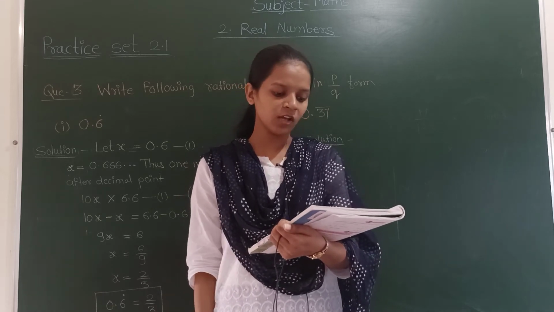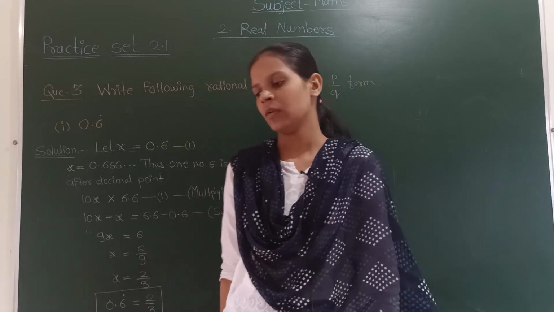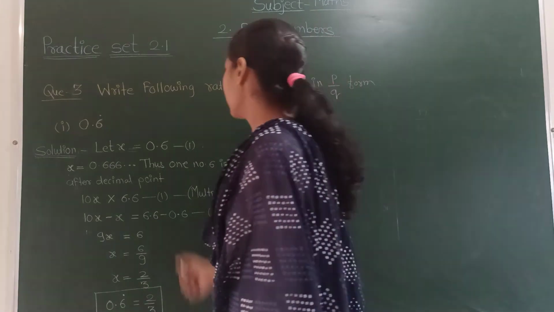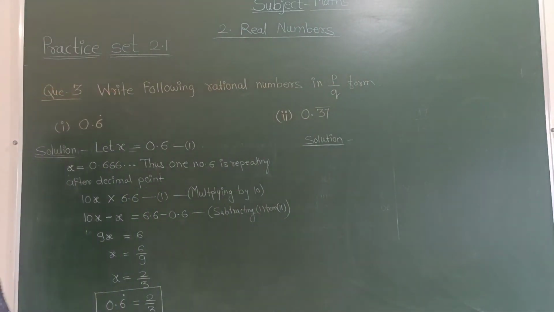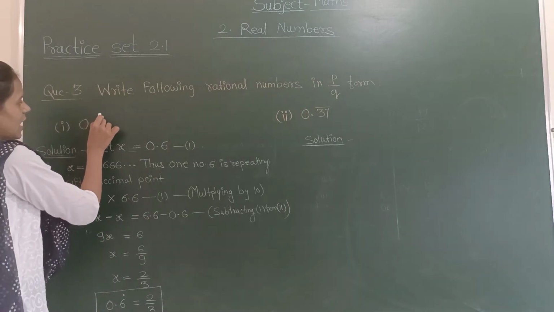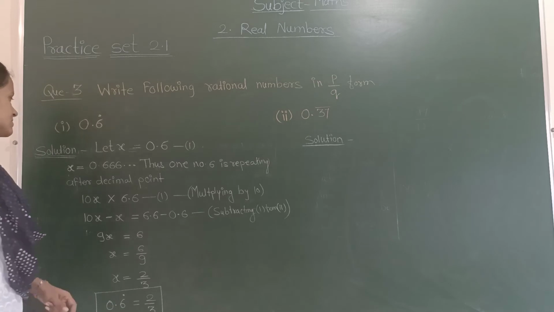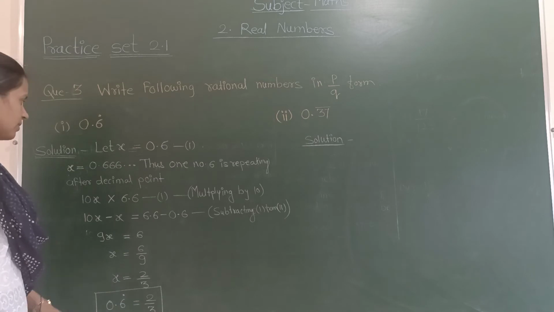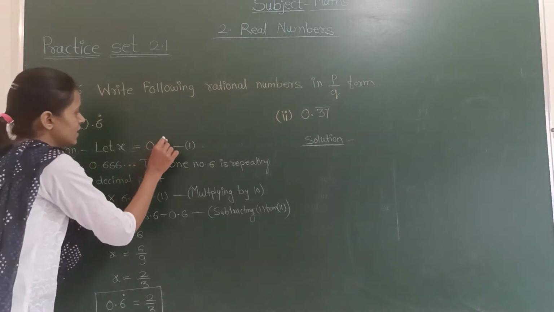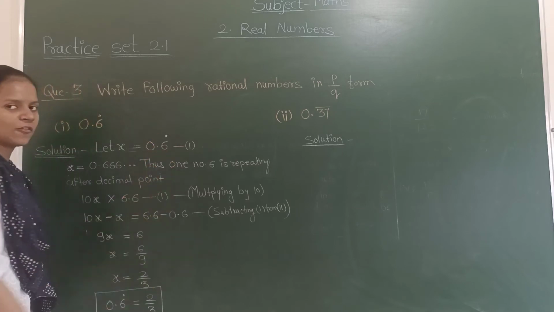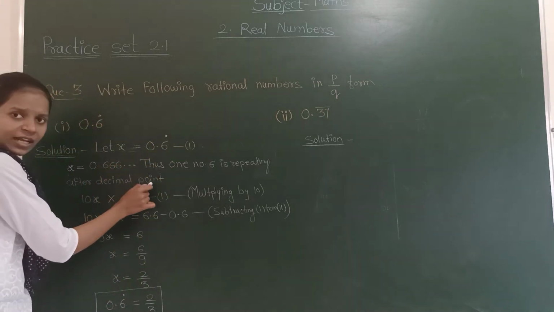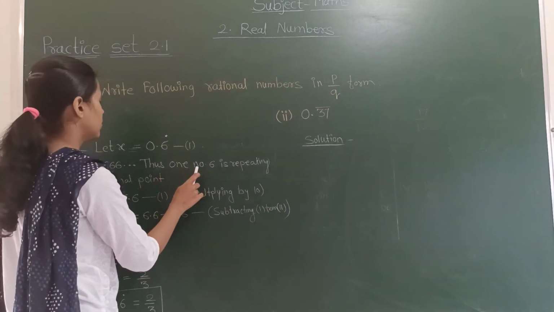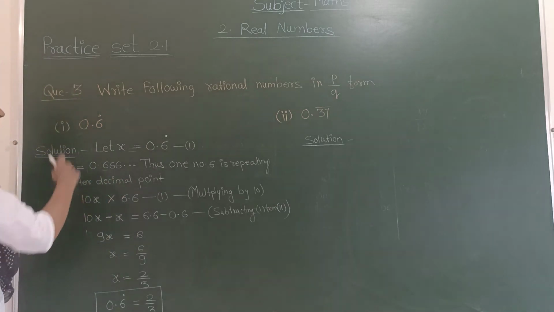Question number 3 is: write the following rational numbers in p by q form. We have solved some questions like this, okay? We have to write the rational numbers in p by q form. The first number is 0.6 with a dot on the head of the 6. Solution: let x be 0.6, we will call it equation number 1. The dot on the head of 6 means it is a repeating number, a recurring type. So one number, 6, is repeating after the decimal point.